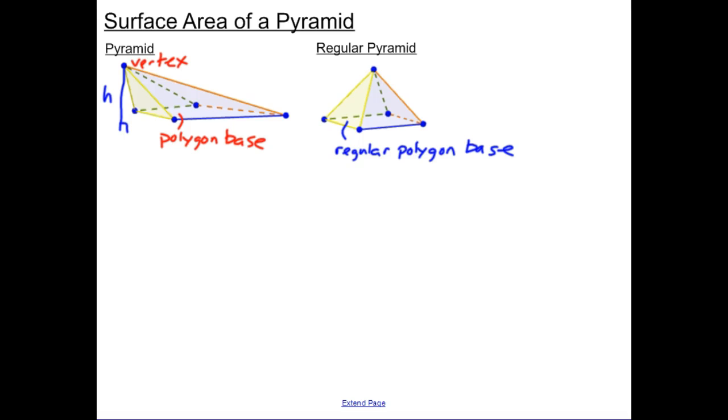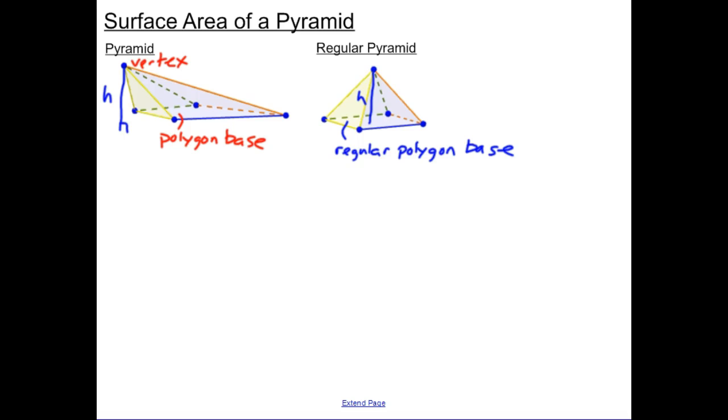And secondly, the vertex is located in a specific spot. It's located, as drawn here, directly above the center of my polygon base. Okay? So that is my height. All right? So we're going to calculate the area of a regular pyramid.